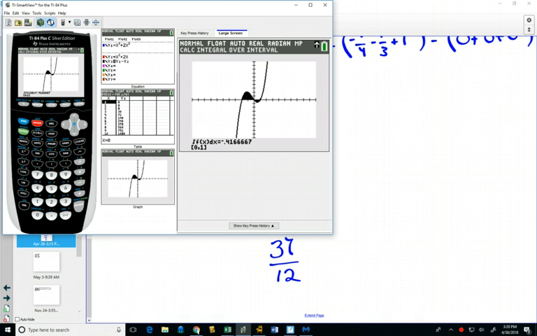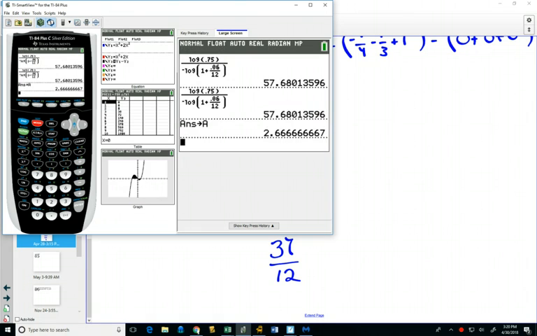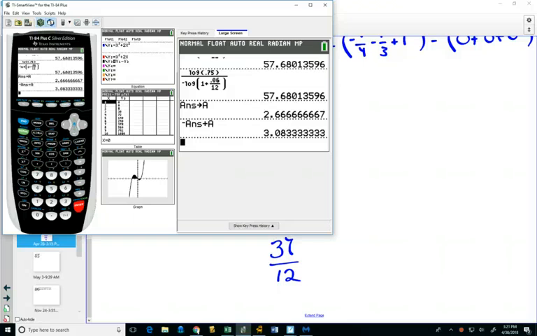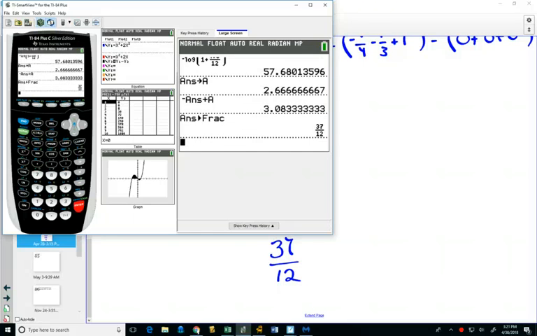So I know that my last answer was that -0.41. I'm going to just make my last answer negative and add A to that. Those are those two areas together. Change it back to a fraction and hope we get 37/12. Amazing. There was too much calculator math, I know.